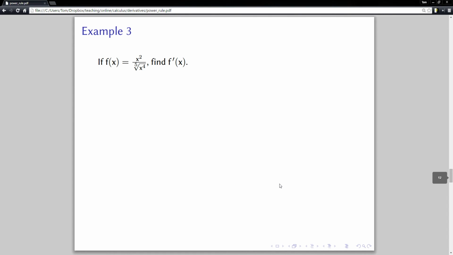All right, let's take a look at another example. Here we have a more complicated function, f of x equals x squared divided by the 5th root of x to the 4th. The very first thing I'm going to do is rewrite that radical in fractional exponent notation. Anytime you're taking the derivative, it's going to be a lot more useful to have any radicals changed over to fractional exponent notation, so that we can use the power rule to take the derivative.